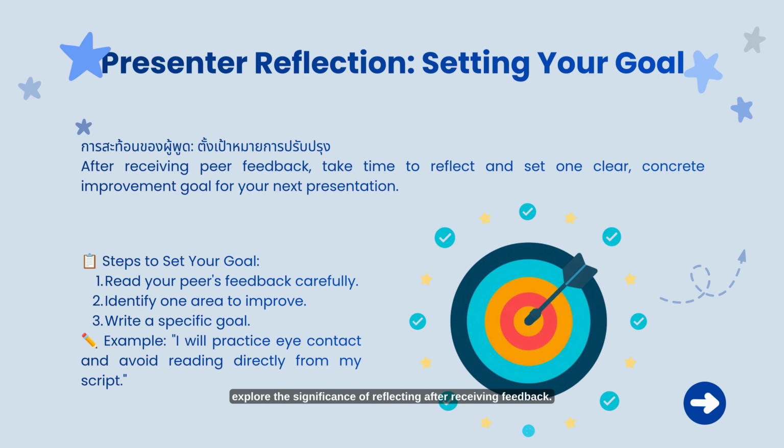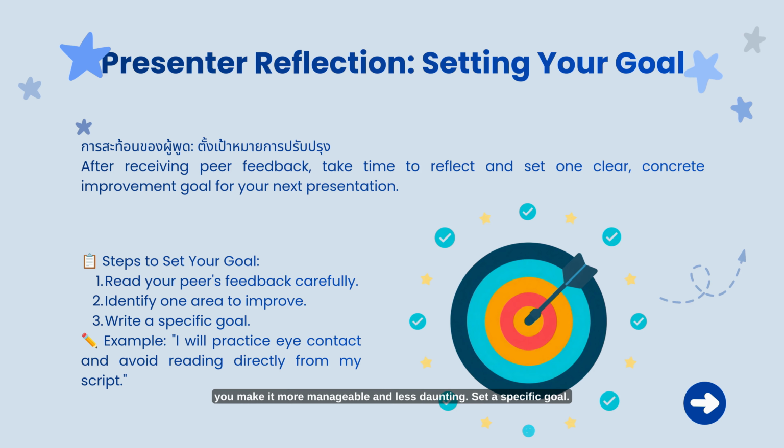Speaker reflection. Setting improvement goals. Let's explore the significance of reflecting after receiving feedback. This step is essential on your path to becoming a more effective speaker. Steps to consider. Read the feedback. Begin by taking a moment to thoughtfully review the feedback from your peers. Identify one area for improvement. Focus on just one aspect you can enhance. This could pertain to your delivery, content, or audience engagement. By concentrating on a single goal, you make it more manageable and less daunting.